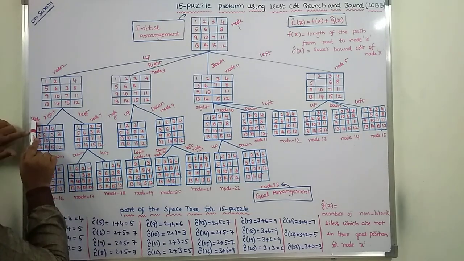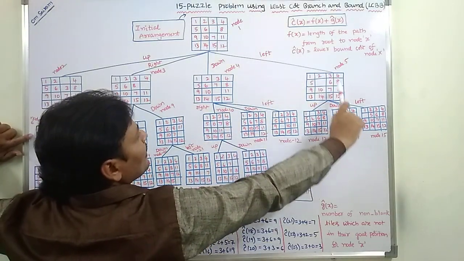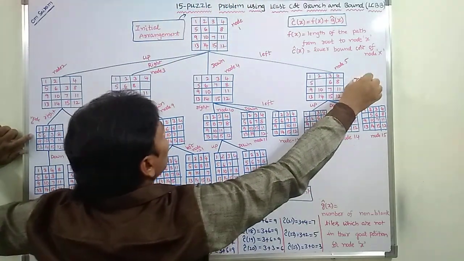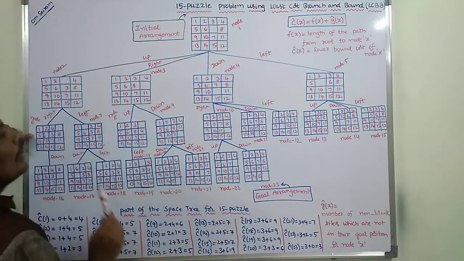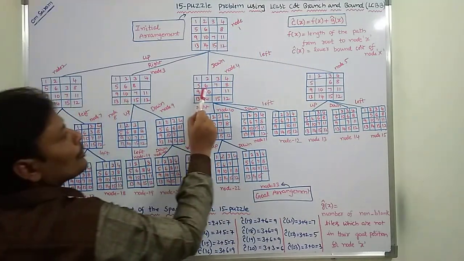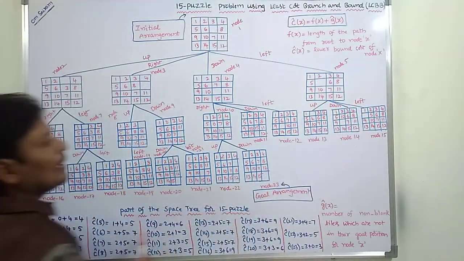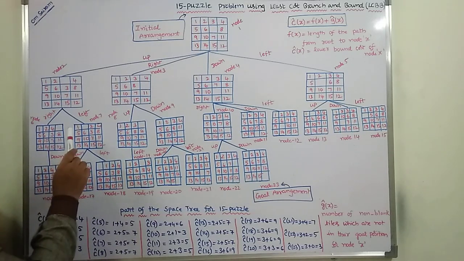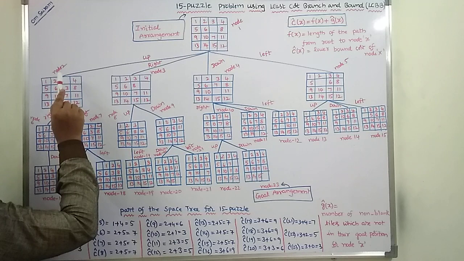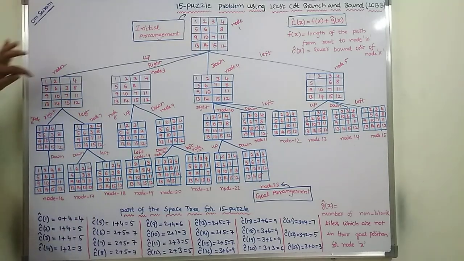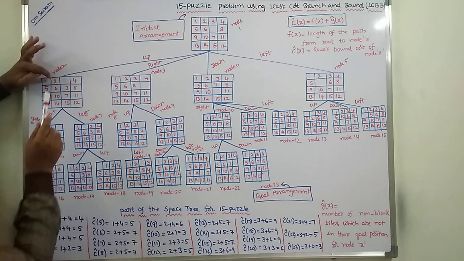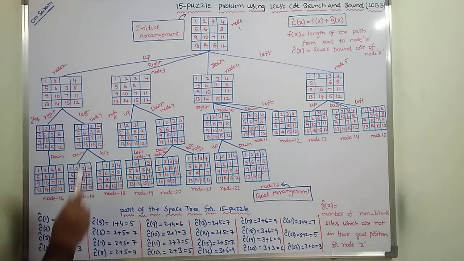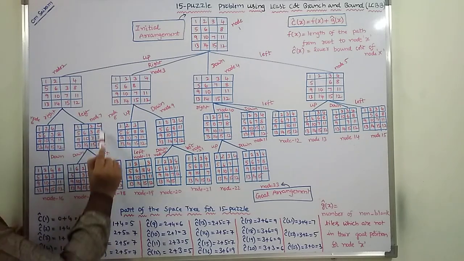So this is node 6, because node 5 ended in level 1. Level 1 contains only node 1. Level 2 contains node 2, node 3, node 4, and node 5. In level 3, the first node is node 6. Next, the empty tile can be moved to the left direction. Tile 2 moves to this position and the empty tile moves to this position. This is the outcome, node 7.